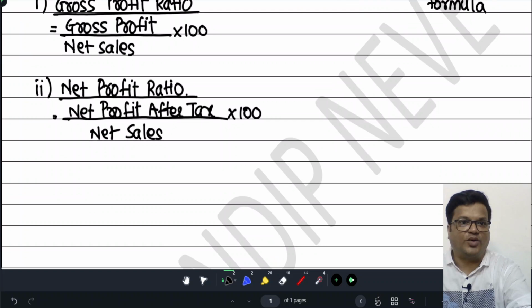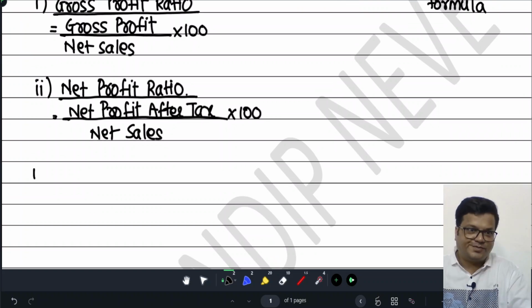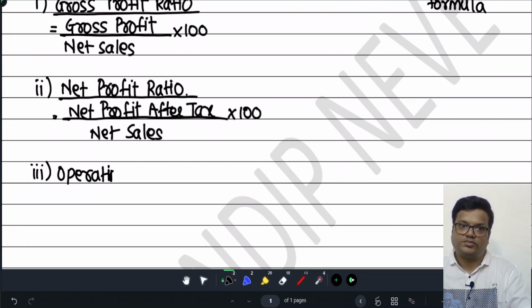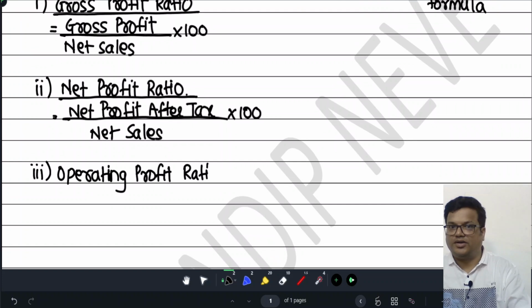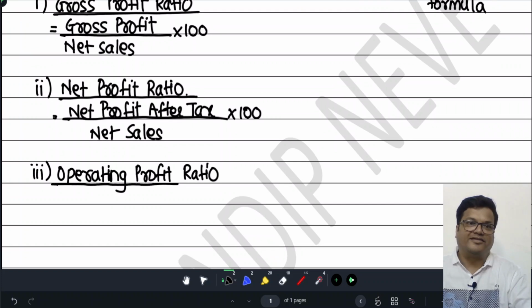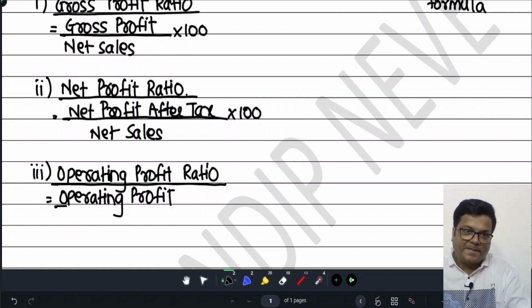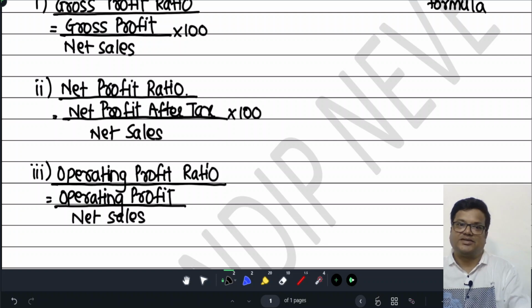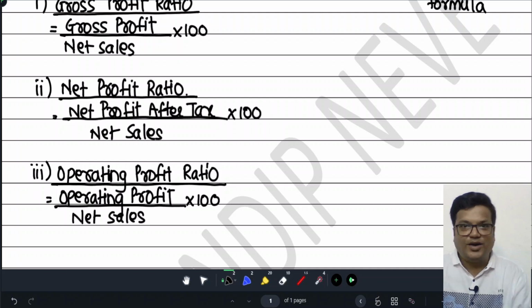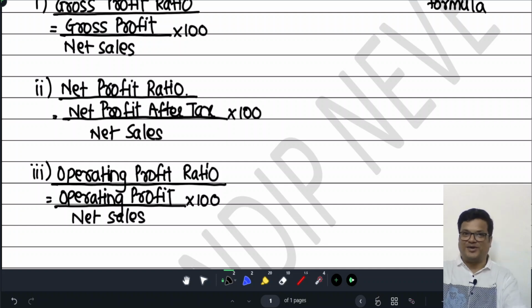Very easy. Okay. Let's talk about the third ratio. Operating profit ratio. Now you know it. Correct, people? Yeah, very simple. Numerator is going to be what? Numerator is going to be operating profit divided by what? Net sales into 100. Okay, friends. Okay, I hope you get it very clear.